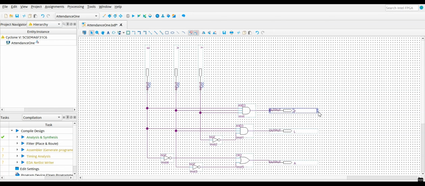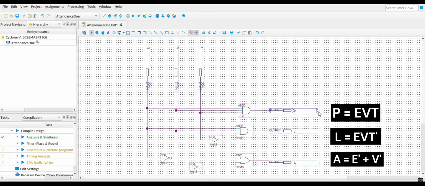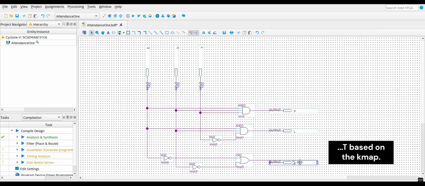The Boolean expression for P will be E and V and T, as we can see here, as all three inputs are connected to this AND gate. L, late, is E and V and T bar, so as we can see here, T is connected to an inverter. And lastly is A, which is connected to E and V, which are also connected to inverters, and lastly an OR gate, and this output does not depend on T.